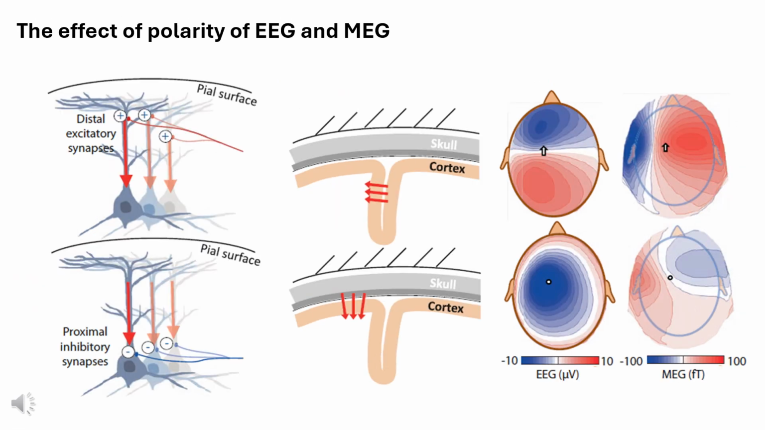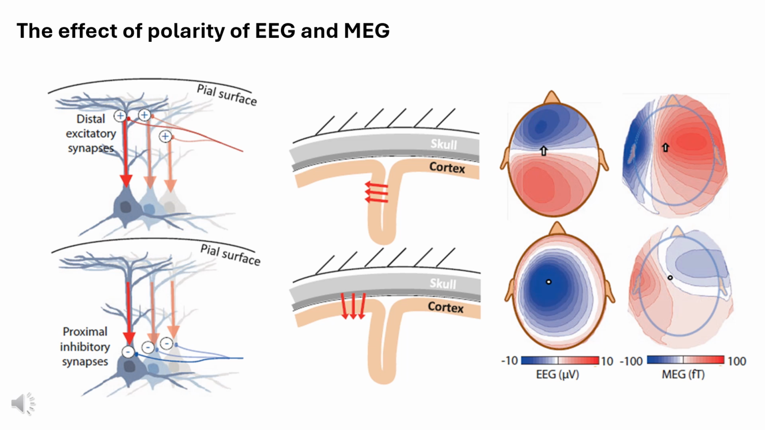In the previous slide we concentrated on the possibilities for the generation of local membrane potential changes, which was for proximal excitatory synapses. Now in this slide we are going to demonstrate the impact of the polarity on EEG and MEG. Excitatory and inhibitory synapses create positive and negative local postsynaptic potentials, respectively.